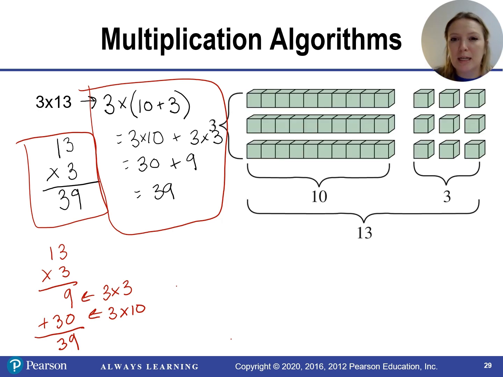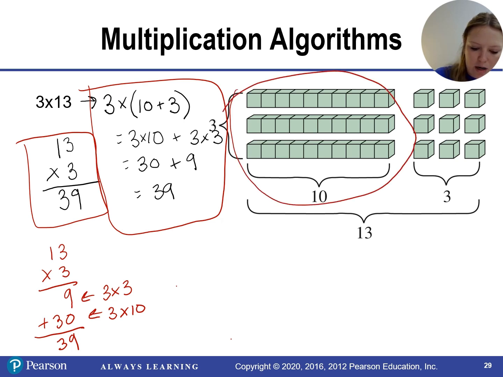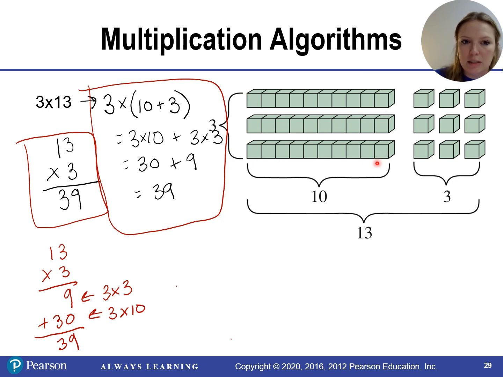Now, we can visualize this using our array or area models and thinking about splitting our tens and our ones up from each other. So 3 rows of 10 bars, that gives us 30, and 3 ones gives us 9.